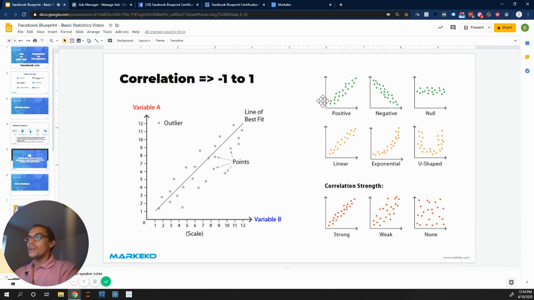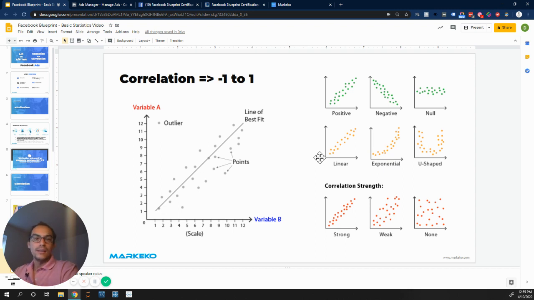And so you can have a strong correlation, right? If you look at correlation strength, this is a strong correlation. It's just linear, it goes up. But it could also be weak, or there could be no correlation, right? It could also go the other way, it doesn't necessarily have to go up, it could go down. So I could have positive correlation, negative correlation, or no correlation at all. A linear correlation, just like the line you see here, exponential, so it goes like this, and U-shaped correlation.